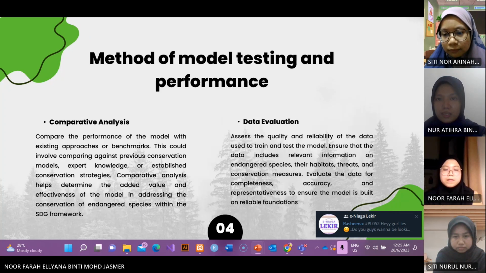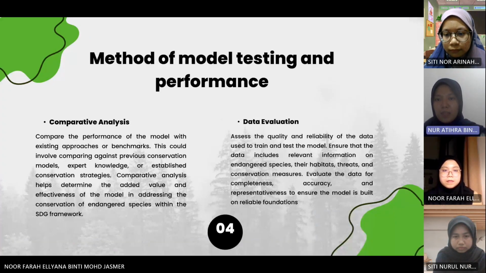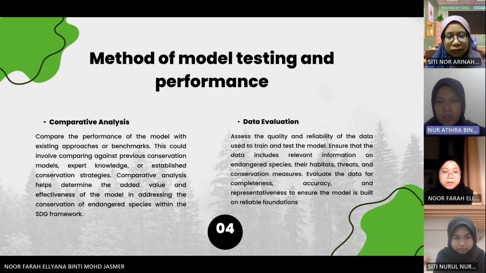Next, the method of model testing and performance. We have a competitive analysis that compares the performance of the model with existing approaches or benchmarks, like identifying existing approaches, conservation models, expert knowledge, and established conservation strategies that have been used for endangered species recognition. This can serve as a baseline model or benchmark for comparison. It could include methods such as a previous computer vision model for species recognition.